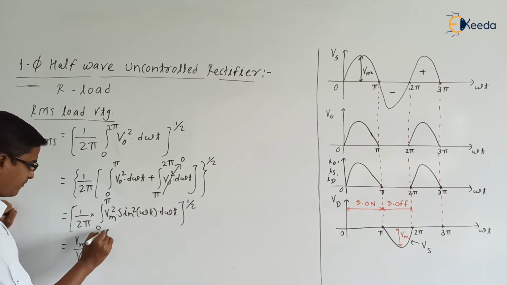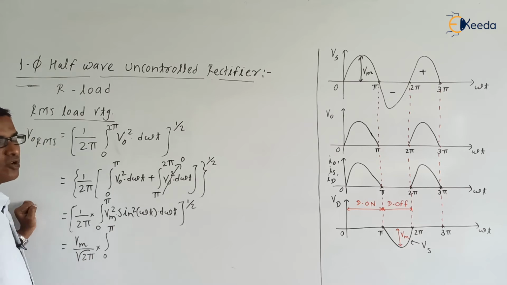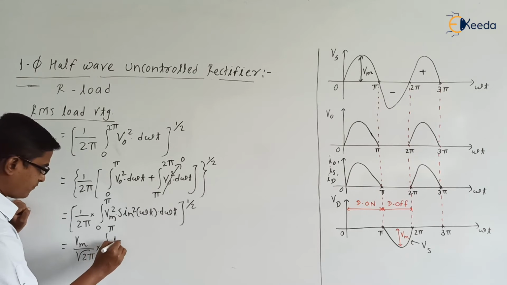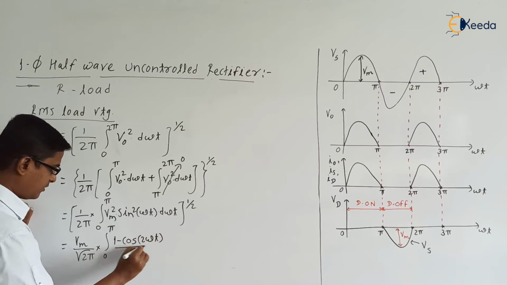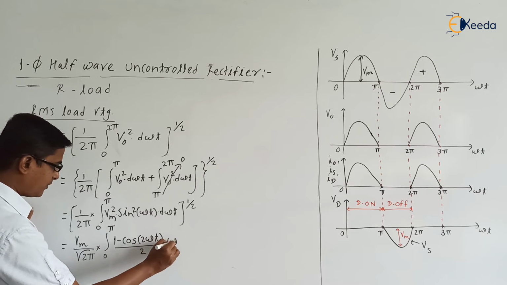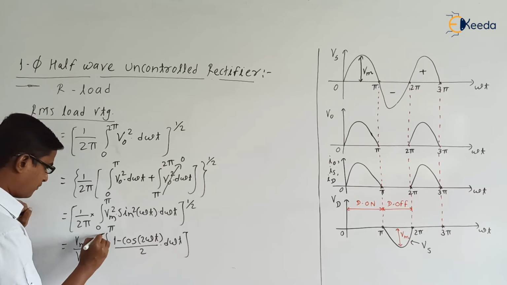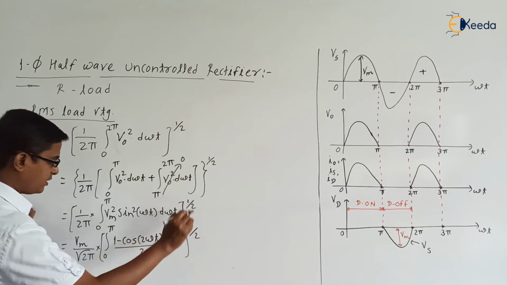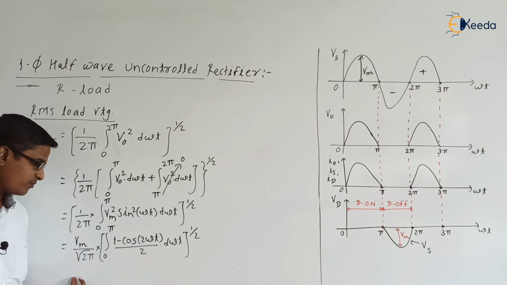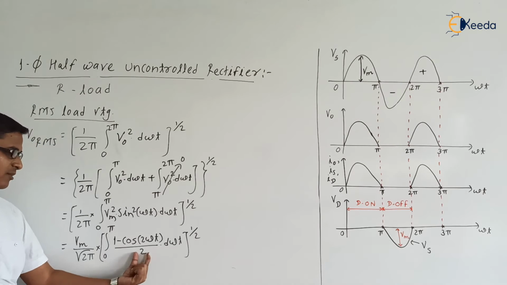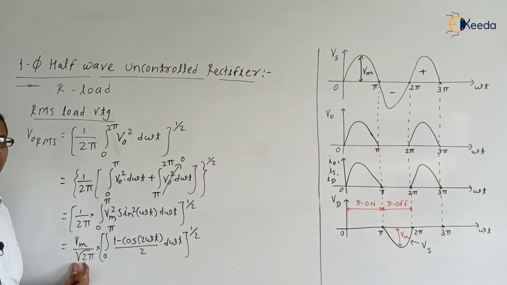How to simplify it? We need to replace sine square of omega t with (1 minus cos of 2 omega t) divided by 2, into d omega t, to the power 1 by 2. Are you getting the point? Okay. So further, can we take this 2 common outside of the square root? Yes. So it will become root 2. So this root 2, this root 2, it will become 2.